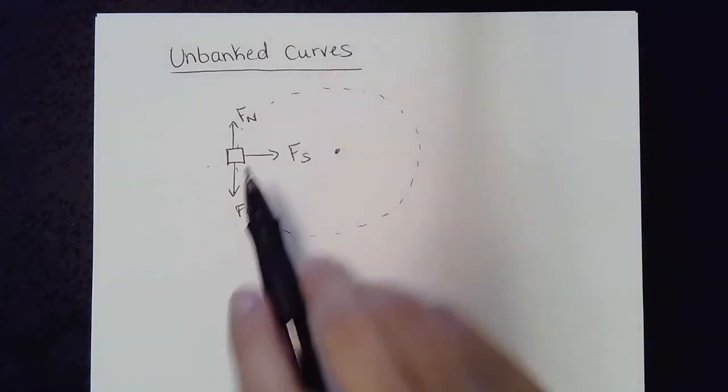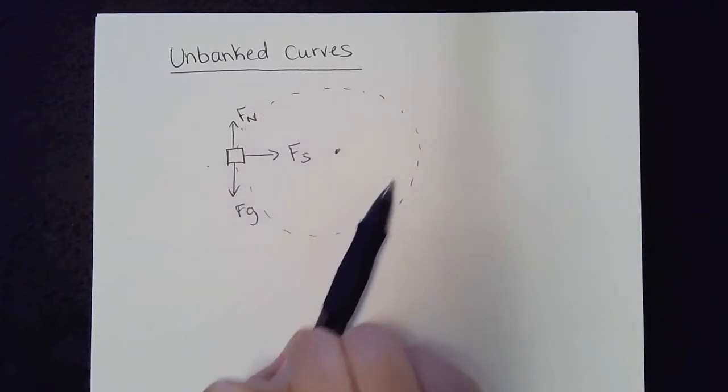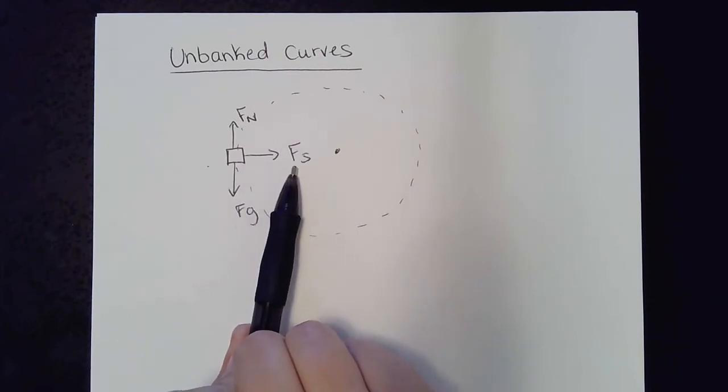Something else to note is that the net force towards the center of the circle, if this is the car and it's going to drive around this circle, the net force is static friction.